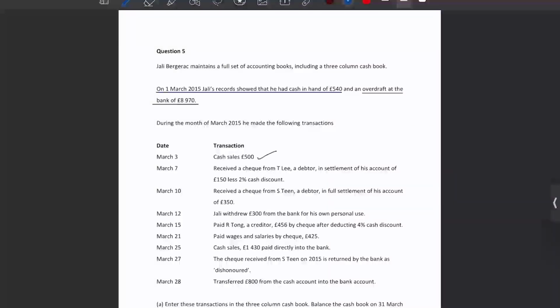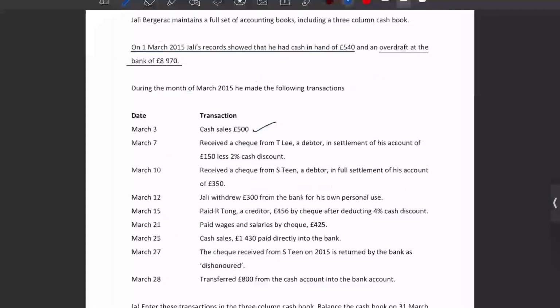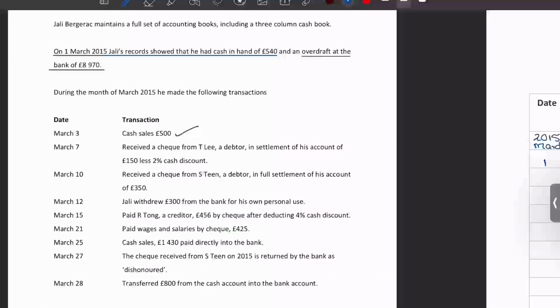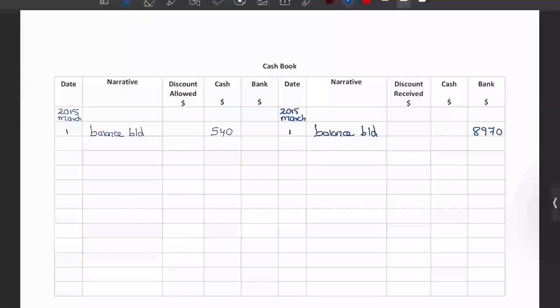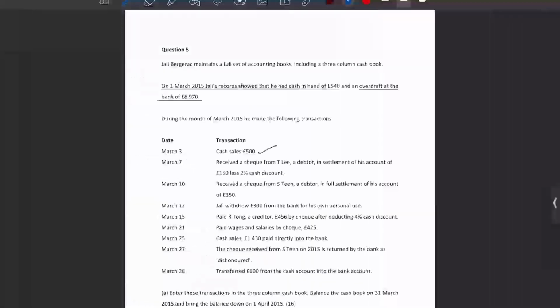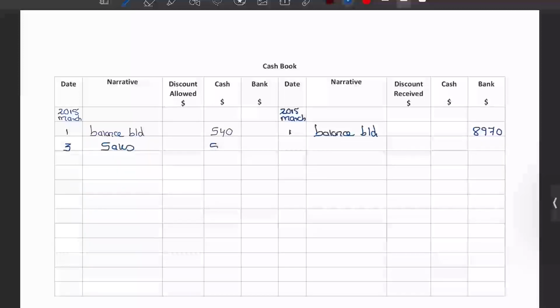Can you read this? It is related to cash. Read that and tell me if your cash will increase or if your cash is going to reduce. Cash is going to increase. If cash is going to increase, when you sell for cash, you are getting cash. Cash will increase, then you have to enter on the debit side. March 3rd. Cash sales. So opposite name is sales. Cash will increase by how much? 500. You can enter 500 here.